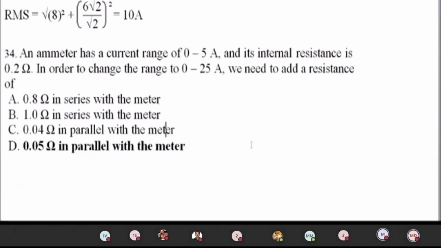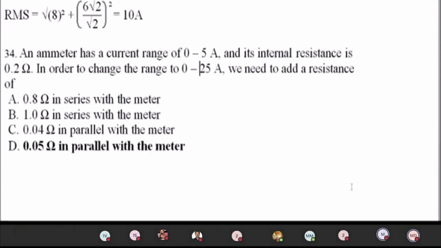Again, it is a similar, different question from what you saw in the previous problems. An ammeter has a current range of 0 to 5 amperes and its internal resistance is 0.2 ohms. In order to change the range to 0 to 25 amperes, we need to add a resistance of. Very simple. Initially it was 0 to 5. Now we have to increase the range up to 25 amperes.